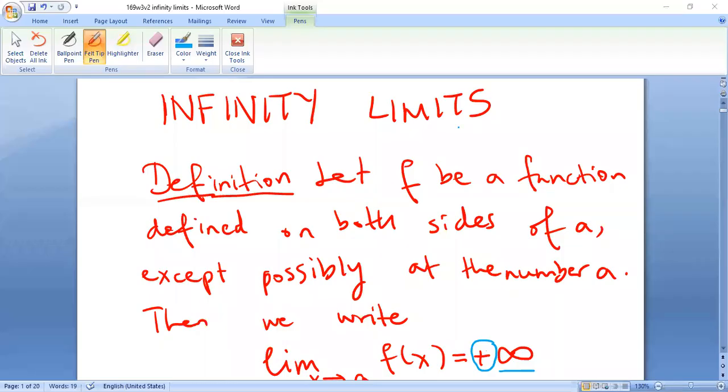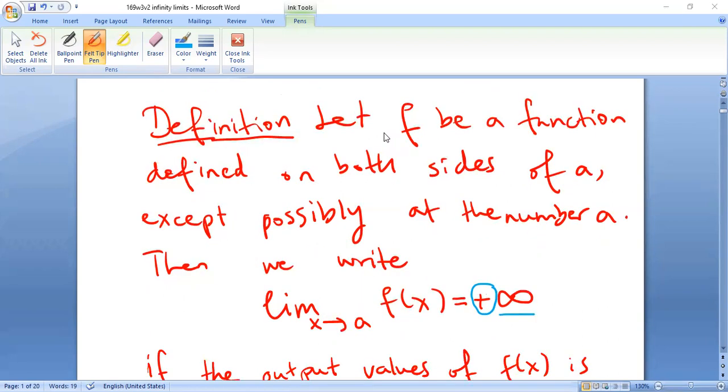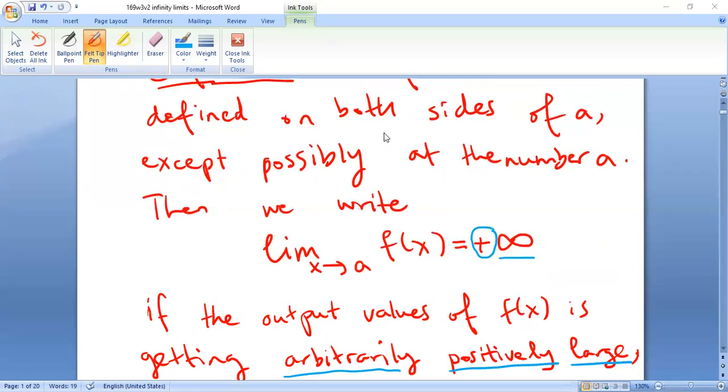Hello everyone. In this video, we are going to talk about infinity limits. So what is this? First of all, when we look at a function which is defined on both sides of some number a, maybe not exactly at the number a, but it's defined on both sides of the number a. Now, if we look at the limit, the output values of the function f, when x gets closer to a, if the output values are getting larger and larger or arbitrarily positively large, we write limit of f as x goes to a is equal to positive infinity.